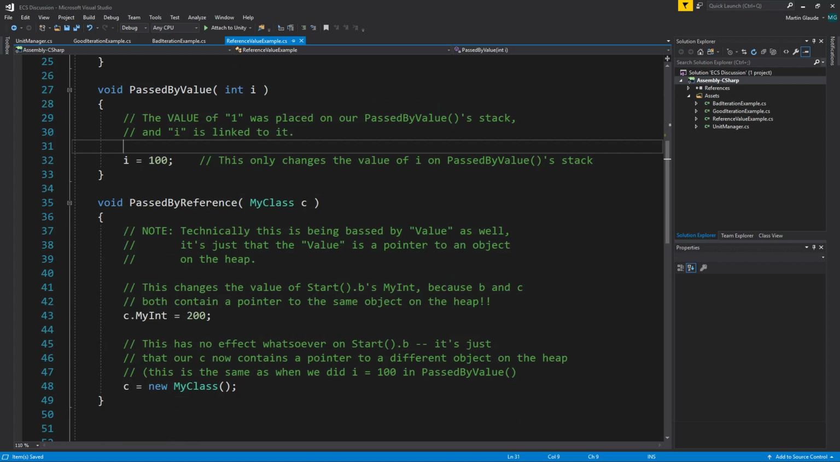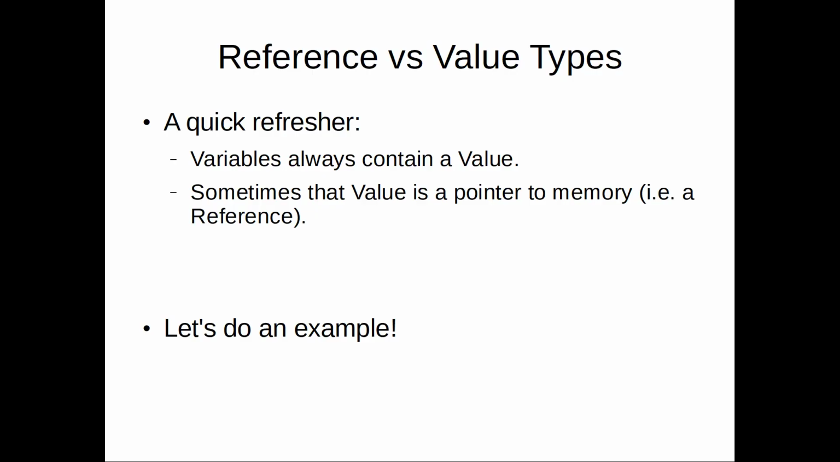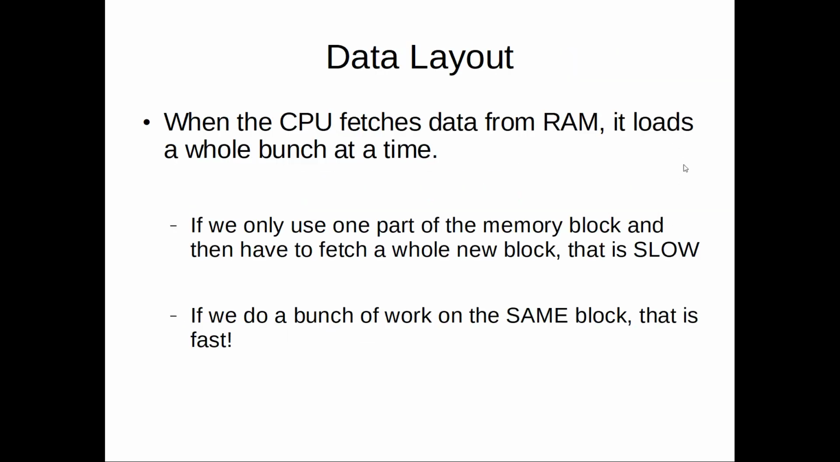It's just that sometimes your value is a pointer to some piece of memory. So this matters because when we're talking about data layout, and we're talking about how to speed up processing, say, a large array of data, we want to mess with the difference between references and values to optimize things.